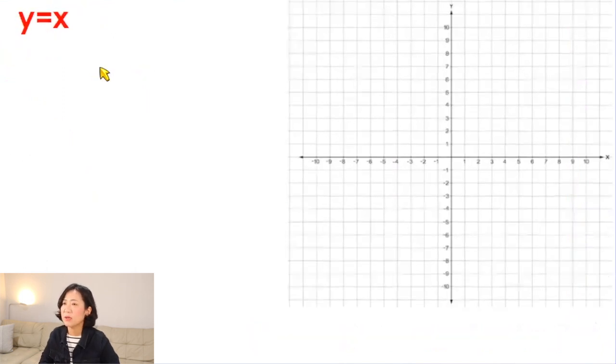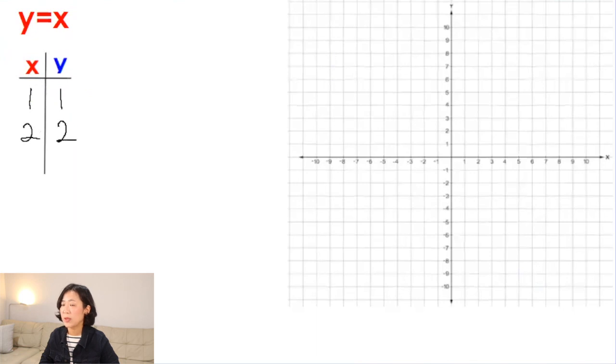Now I have another graph, y equals x. This looks a bit different because now we have both x and y. So let's draw the table. Let's substitute numbers into our equation. When x is 1, y is 1. When x is 2, y is 2. And x is 3, y is 3 as well. So as you can see in the equation, x and y are equal, right? Let's plot the points. So 1, 1, 2, 2, then 3, 3.